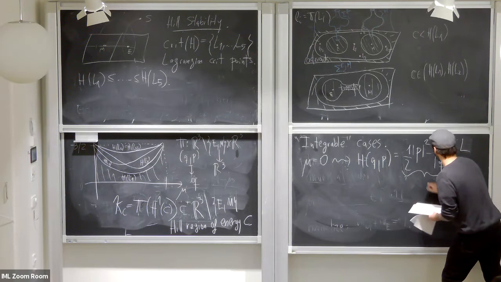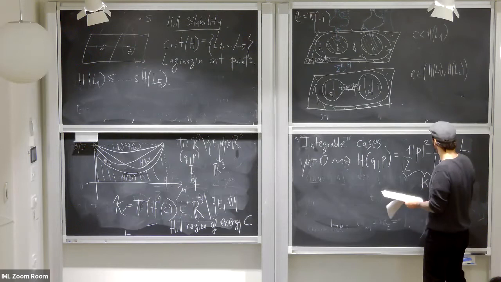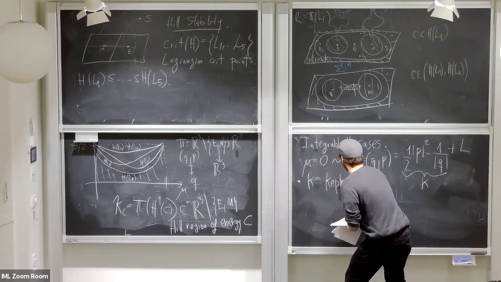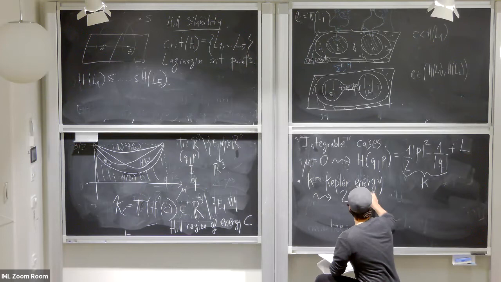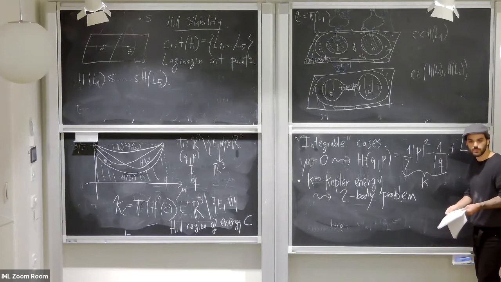Now we want to call this K. People who are familiar with this will instantly recognize that this is the Kepler energy. This is the Hamiltonian of the two-body problem. So here K is the Kepler energy, which is also known as the two-body problem. And the two-body problem was studied by Kepler as well as many other people. So this is before people actually studied the three-body problem, which is much more complicated.